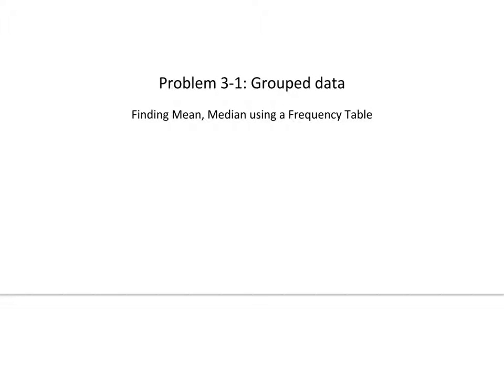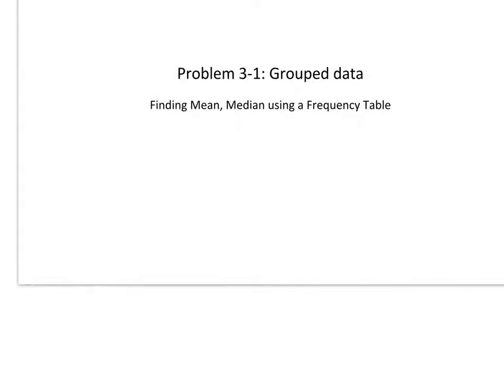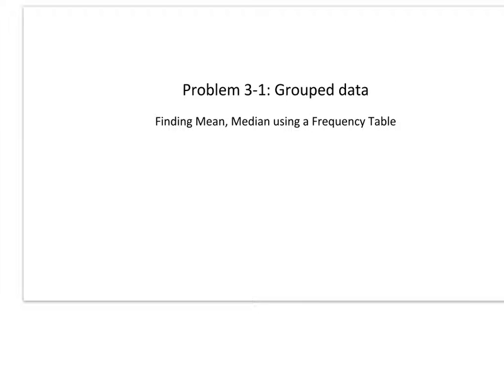So we're also going to look in 3.1 grouped data. For our purposes, a lot of data actually comes in as group data. We don't really get to see the actual data set, but it comes in with frequency, usually in a frequency table or in a histogram.